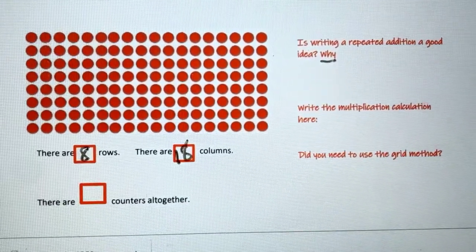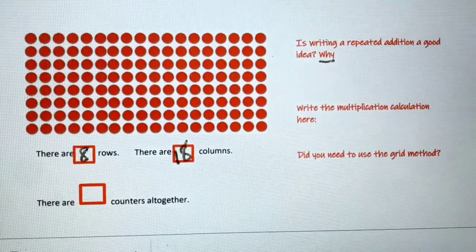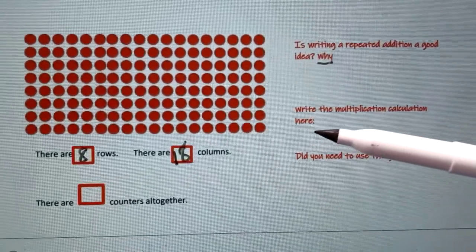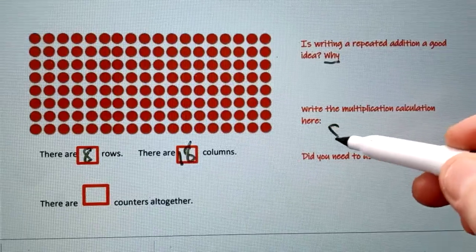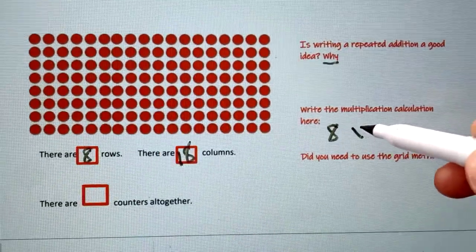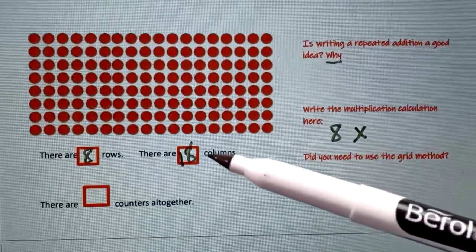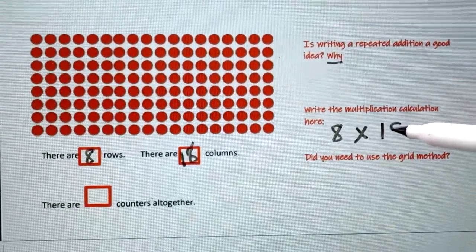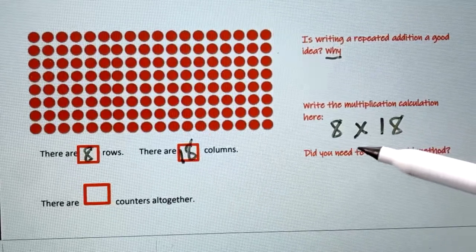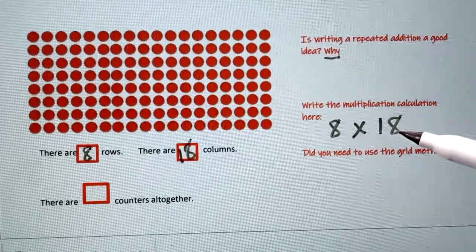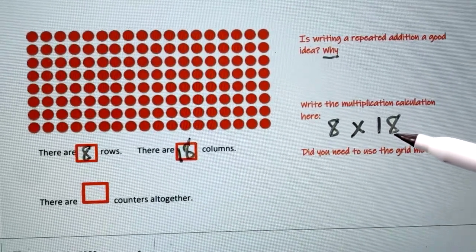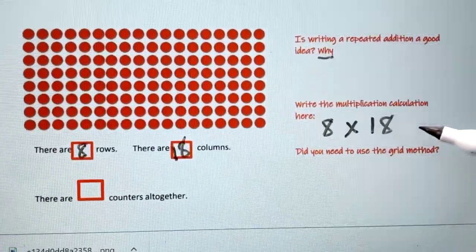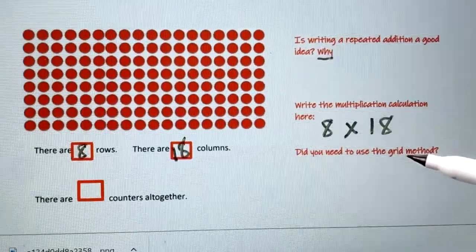So let's write the multiplication calculation. Maybe that would be better. Remember that the first box becomes the first number in the multiplication calculation. Then you need your multiplication operation. And then the second box becomes the second number. Okay. Now, if it said to me 8 times 12, I'd be able to do that. I've got no idea what 8 times 18 is. And because I don't know it, I'm going to have to use the grid method.